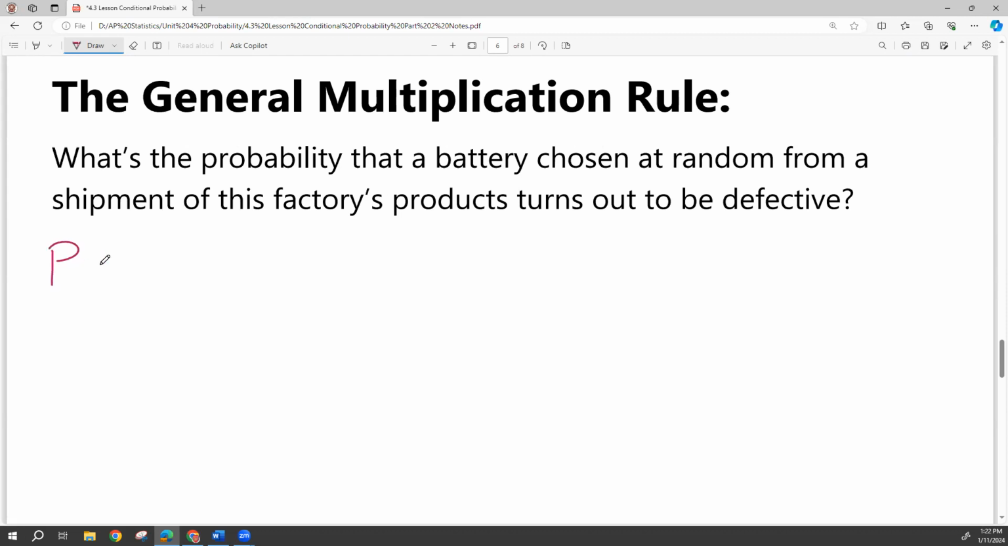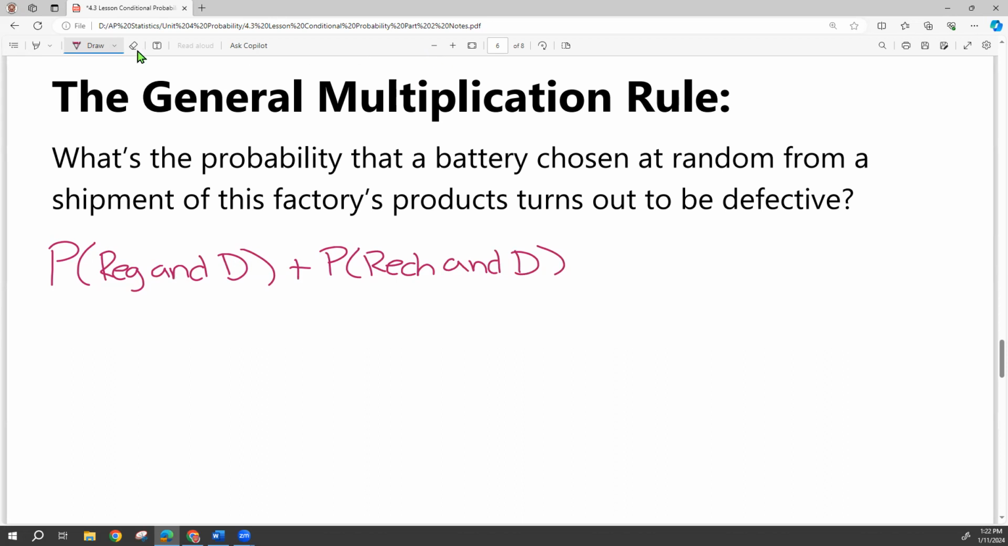So we can find the probability that we have a regular battery and it's defective, which we actually already know. And we'll add to that the probability we have a rechargeable battery and it's defective.